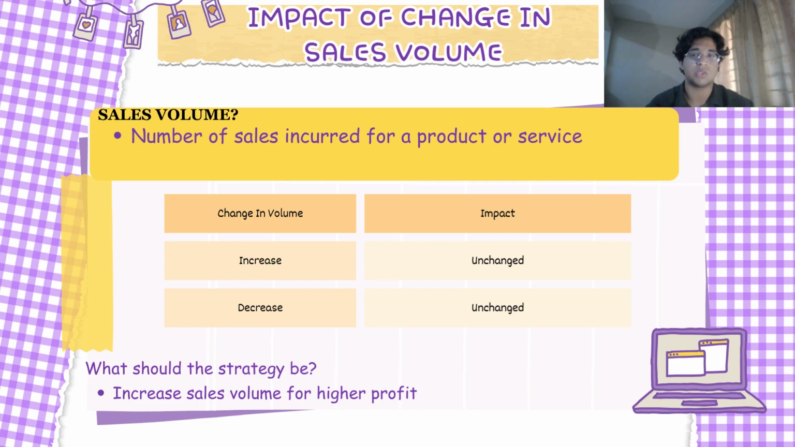So what happens when there is a change in sales volume? Now the unique thing about the sales volume is whether or not there is an increase or decrease, the break-even point is unchanged. This is because the sales volume does not affect the break-even point, whereas it affects the net profit. So what should the strategy be? The strategy should be to increase the sales volume. This is because the higher the sales volume, the higher the net profit.